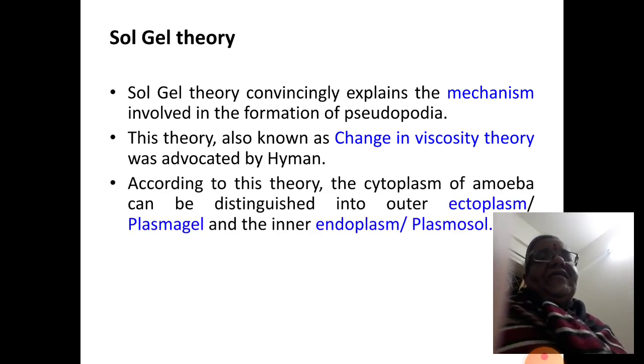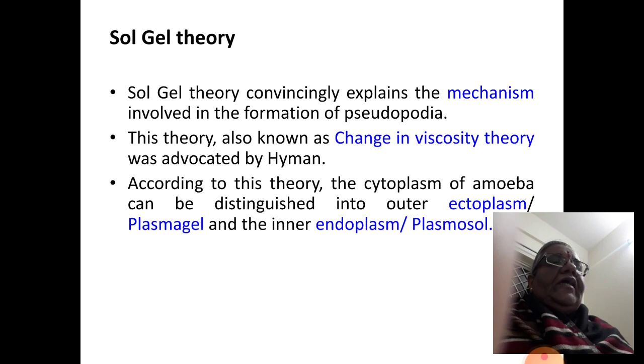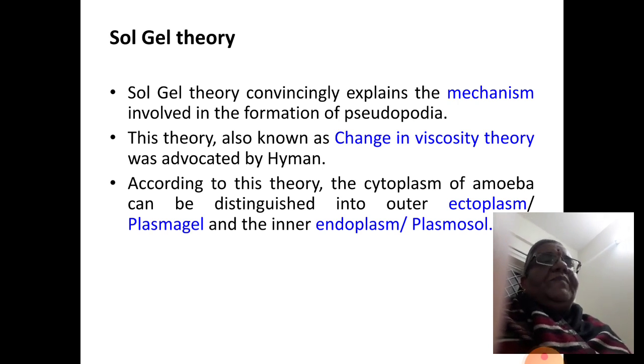And according to this theory, the cytoplasm of amoeba can be distinguished into two zones, an outer ectoplasm and an inner endoplasm. I think this you already know, but the outer ectoplasm is also called plasma gel and the inner endoplasm is also called plasma sol. Don't interchange the terms. Ectoplasm is called plasma gel and endoplasm is called plasma sol.